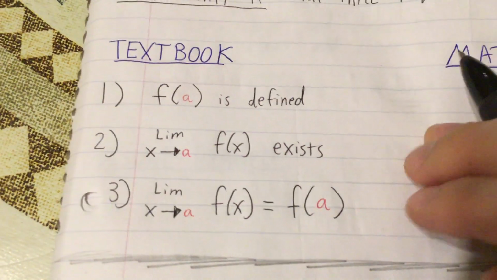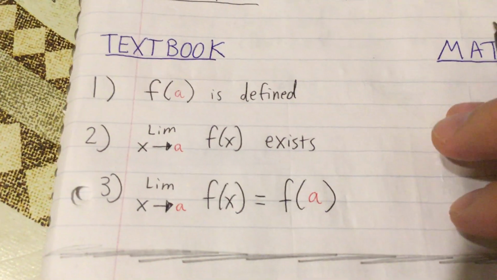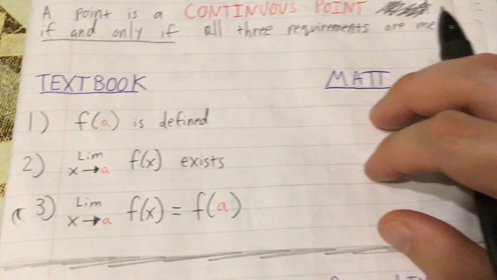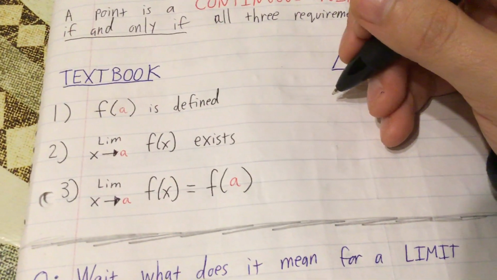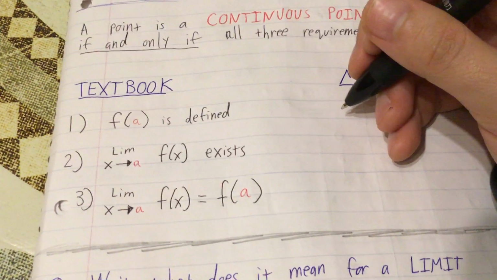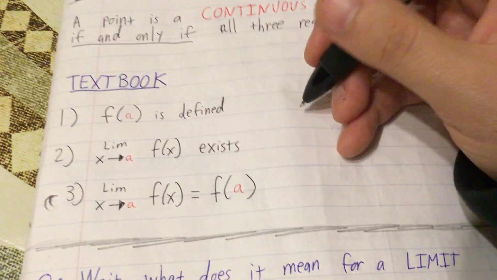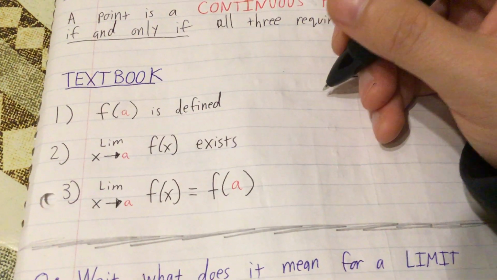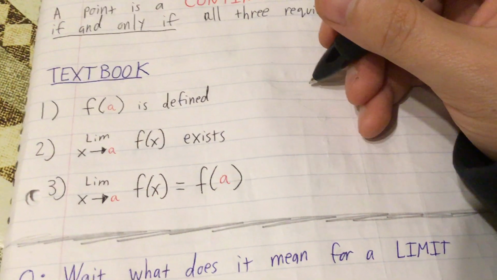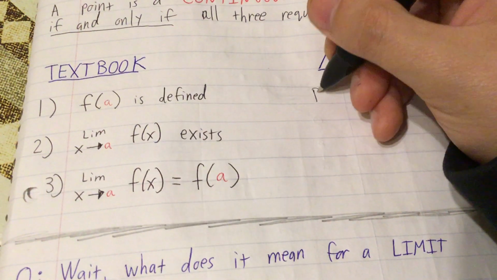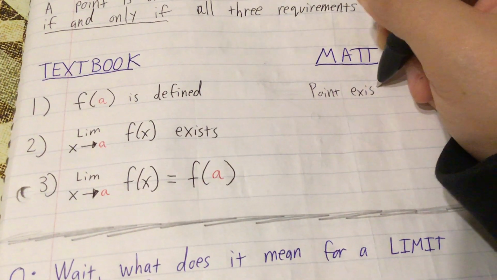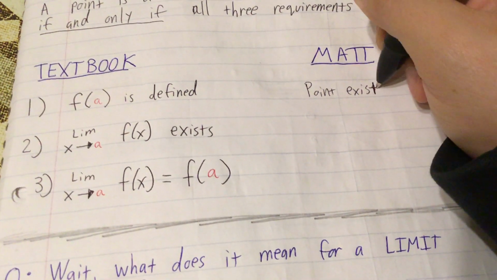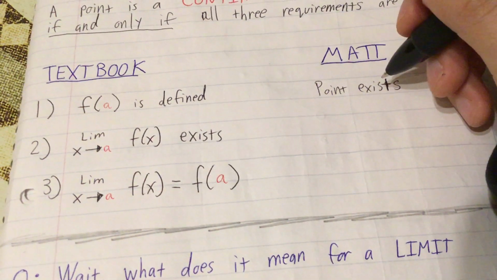So for some of you guys, you may be like, oh yeah, that totally makes sense. But let me just break this down for you in colloquial terms. Colloquial is, oddly enough, a big word for simple talk. Colloquial. So f of a is defined. What does that mean? That means direct substitution works, so the point exists. So the point exists is requirement number 1.